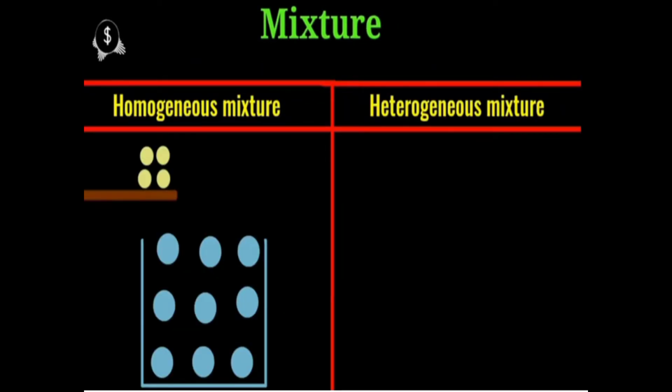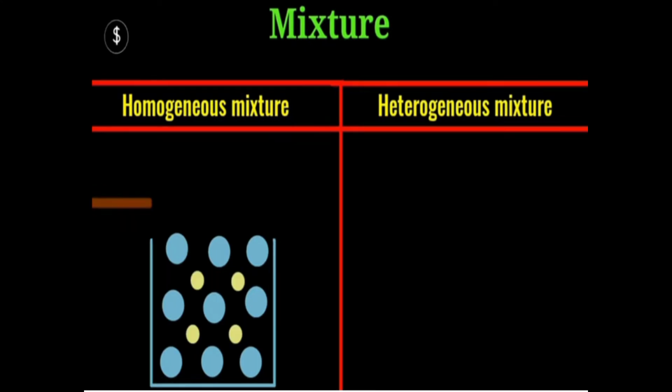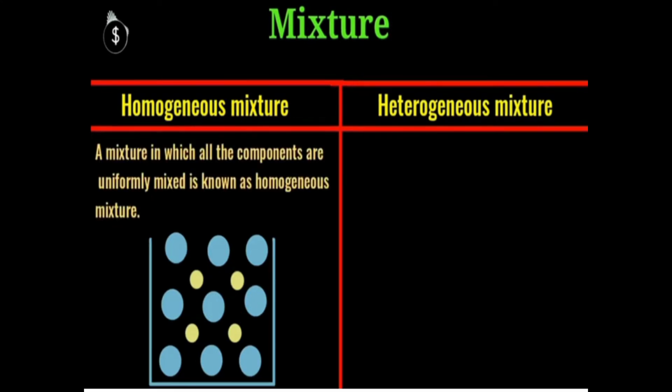Now, mixtures are of two types: homogeneous mixture and heterogeneous mixture. First we will start with the homogeneous mixture. For example, we take sugar and water. The water particles have space between them, right? So we dissolve this sugar in water. What happens? The sugar takes the empty place between the water particles, that is, it mixes with the particles of water.